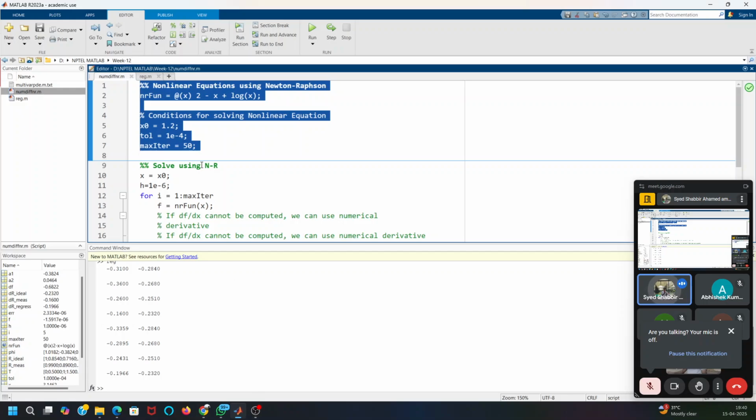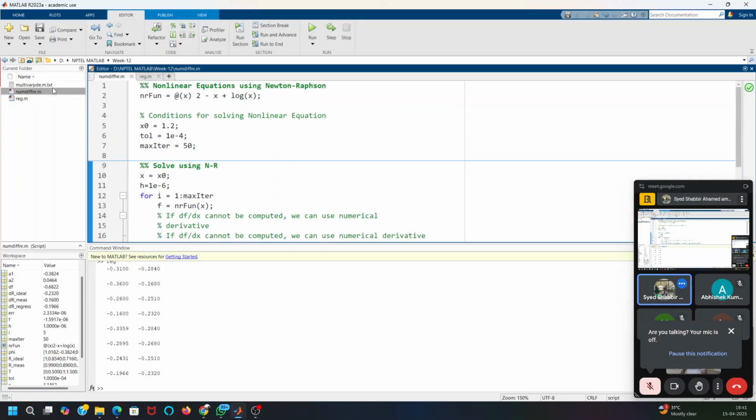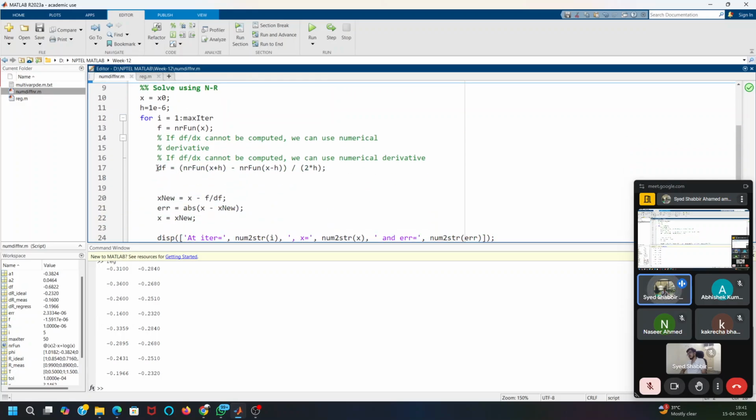Before that, we will see what we saw here. This was the first thing: we were solving a nonlinear equation using the Newton-Raphson method. So we know that in the Newton-Raphson method, we have x(n+1) equals x(n) minus f of x(n) divided by f dash of x(n). If you don't know the differentiation of this, then we can use numerical differentiation.